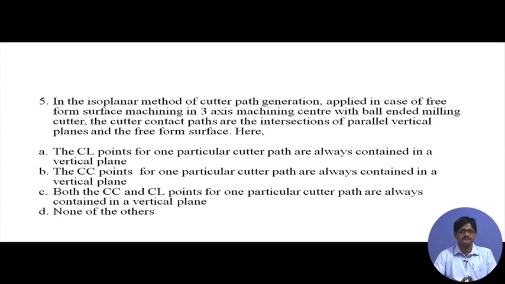A. The CC points for one particular cutter path are always contained in a vertical plane. This is correct, because they are formed by the intersection of a vertical plane and the free-form surface. Both the CC and CL points for one particular cutter path are always contained in the vertical plane. No, it follows from A that this cannot be correct, none of the others. So, the correct option is B.